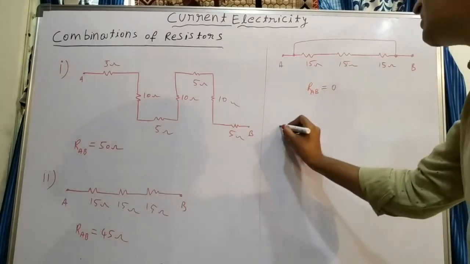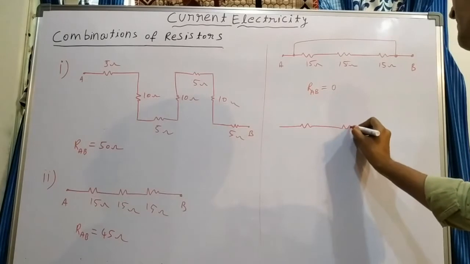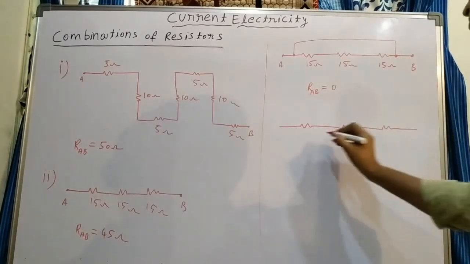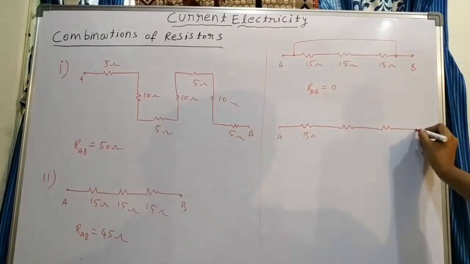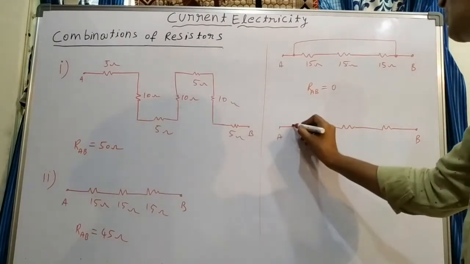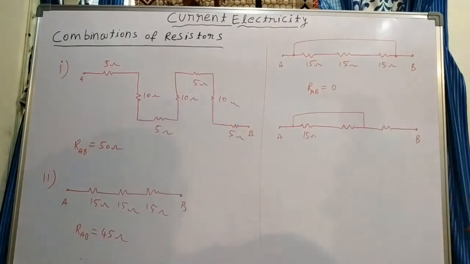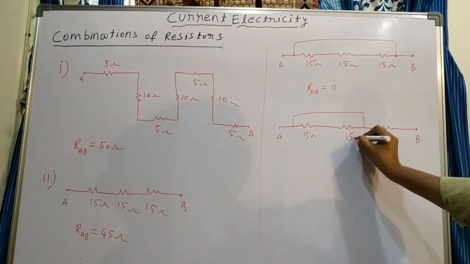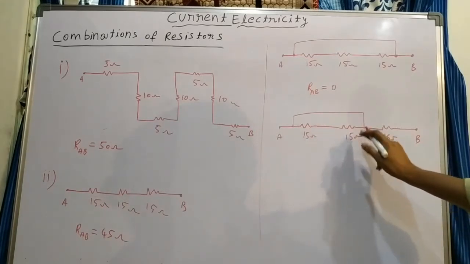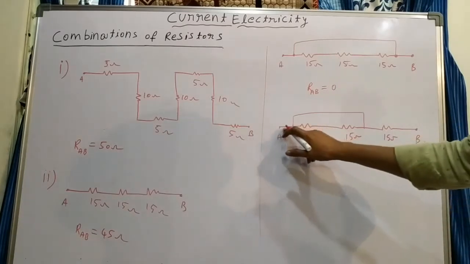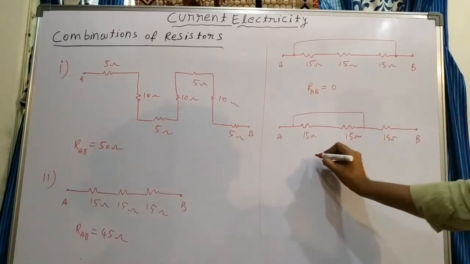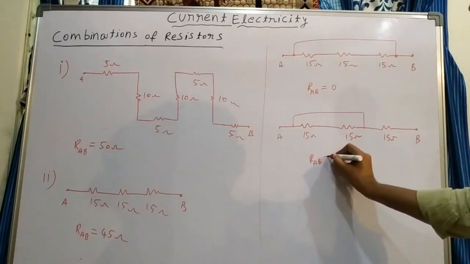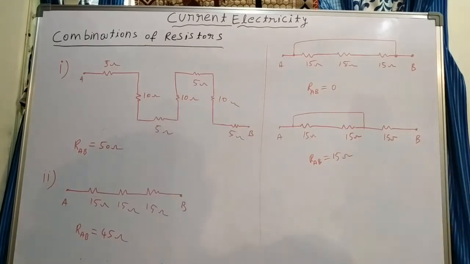Same case if they give like this: A, B, that is 15 ohms, this is A, and this is B, and if you connect a wire like this, in this case what happened, these two resistors are short circuited, and this one is not short circuited. So you can take this point A, this point also A. Why? Because directly connected here. Between A and B, 15 ohms is there. So here RAB is equal to 15 ohms we get.